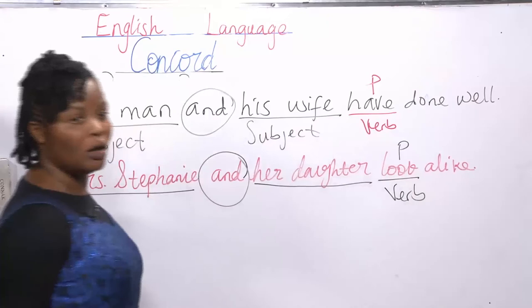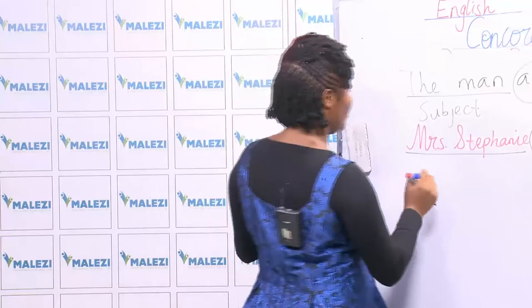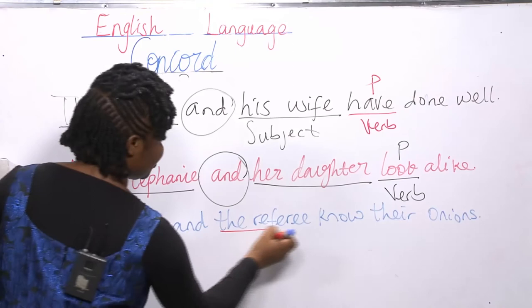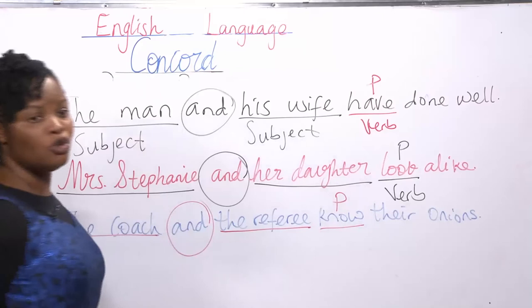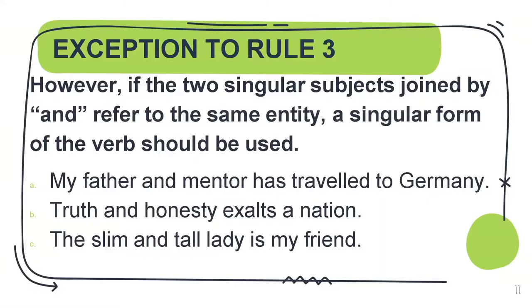Look. The coach and the referee know their onions. The first one, the coach, and the second subject, the referee. Now, because we have two subjects joined by the conjunction and, we use the plural verb, which is know, not knows. Now, that takes us to the next rule, rule four. But before we go to rule four, there's an exception to rule three.